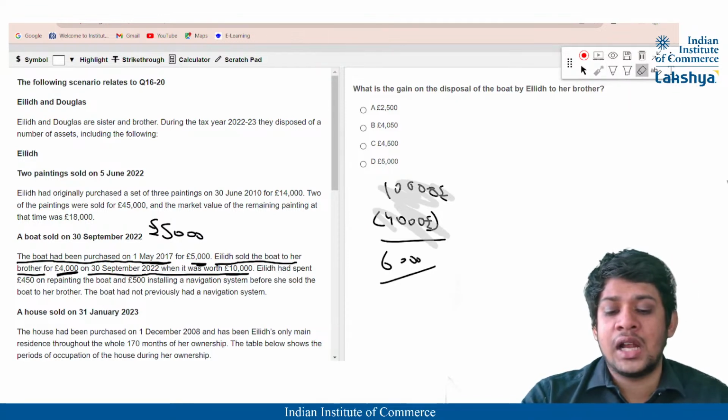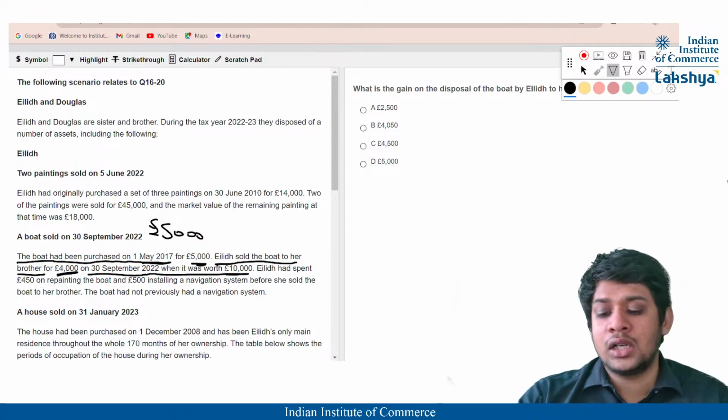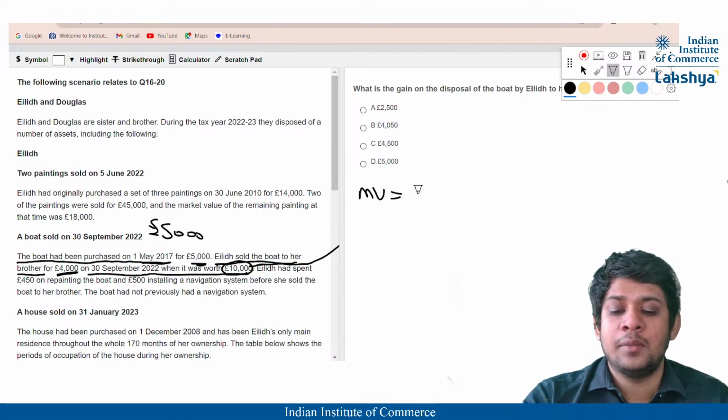But since this is a connected party, that is a transfer between the brother and sister, we do not consider 4,000 to be the deemed disposal proceeds because they can sell at any value. That doesn't mean they could not have got the remainder of the value. So here we would say that the deemed disposal proceeds is nothing but the market value of it. Okay. So the deemed disposal proceeds are technically 10,000.